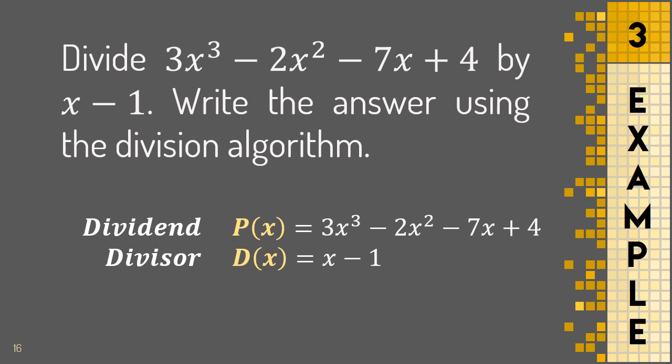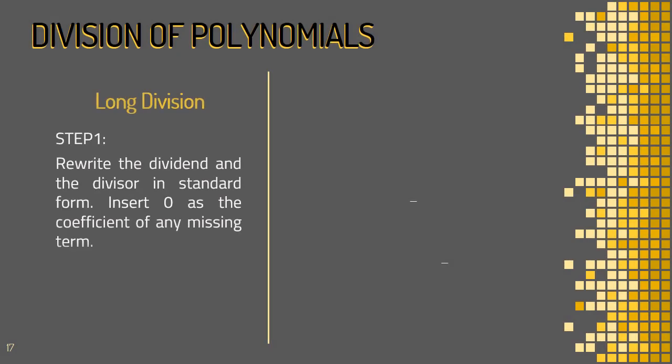There are two methods that can be used in dividing polynomials, the long division and the synthetic division. For this problem, we will be using those two methods to solve for the quotient and the remainder. First, we will be using long division. This method is similar to the one used in dividing whole numbers. The steps in this method are as follows.